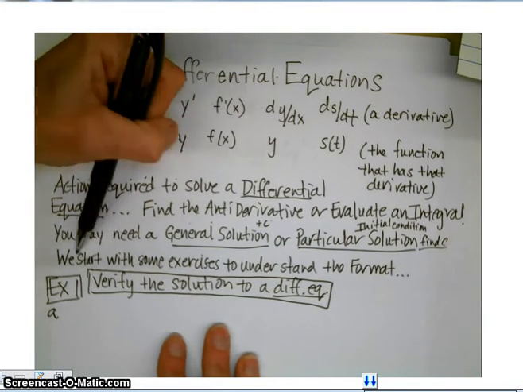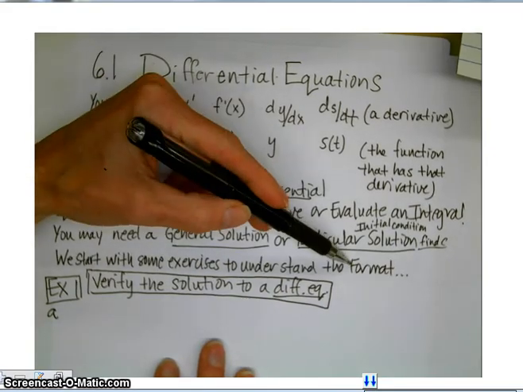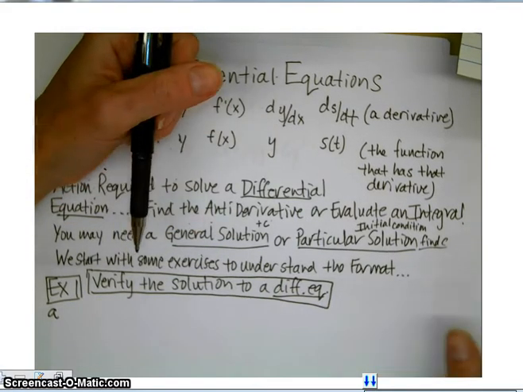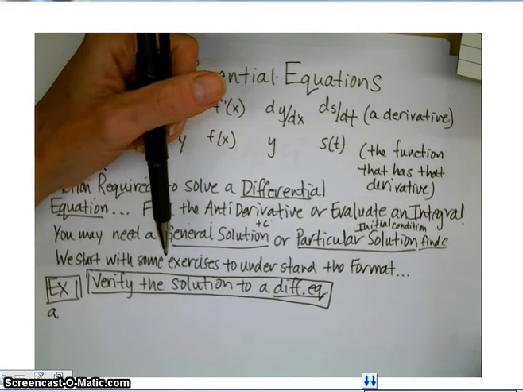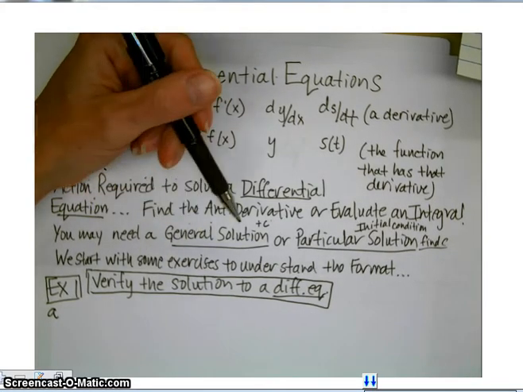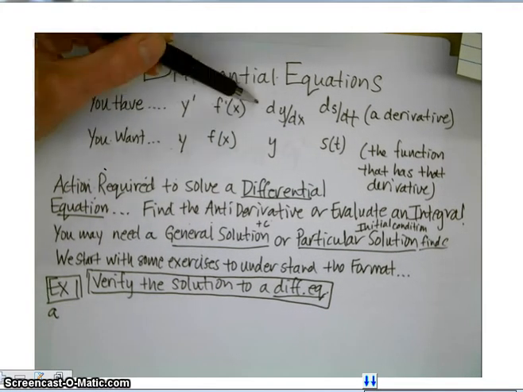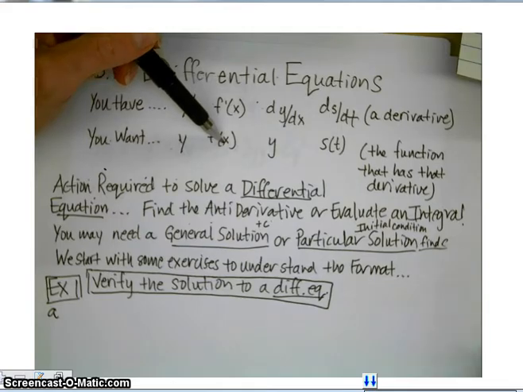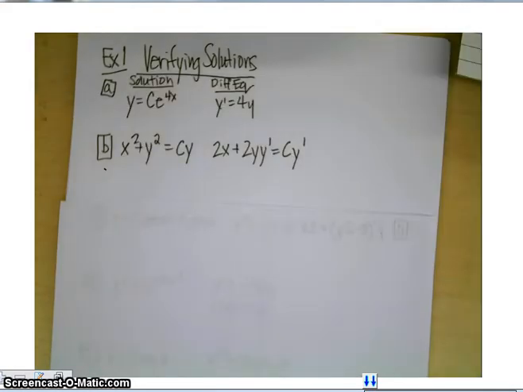So we're going to start with some exercises to understand the format of these problems. So really we're not going to be finding antiderivatives yet. We're going to be verifying or matching a differential equation with its solution by finding derivatives. So we have some example problems here. The first thing we'll do in this first little clip is verify these two solutions for problems A and B.